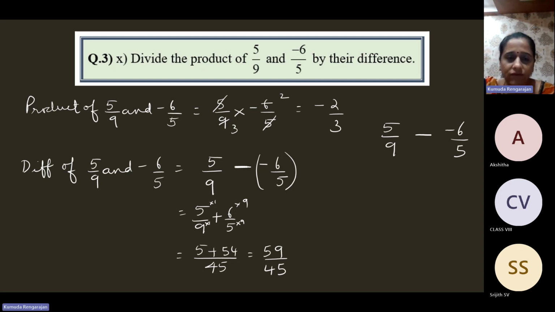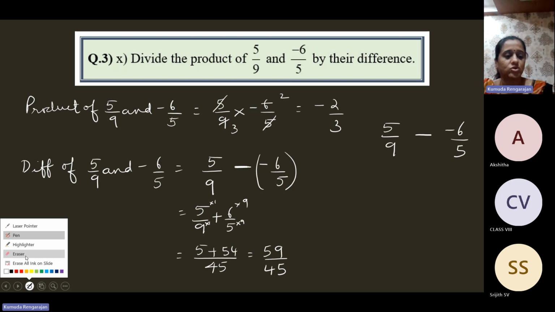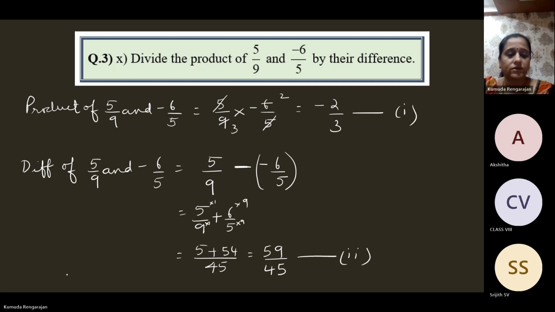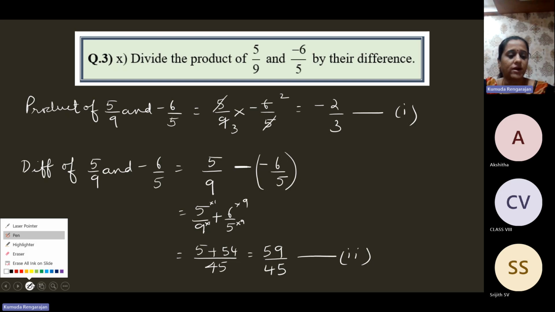So what is given? Divide the product. You should divide the product by the difference. So you should divide minus 2 by 3, this answer, by 59 by 45, the other answer. See, it's very clear. Divide the product by the difference.